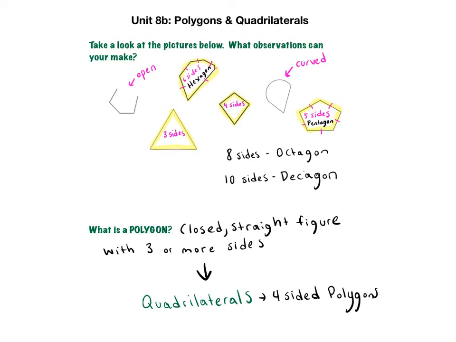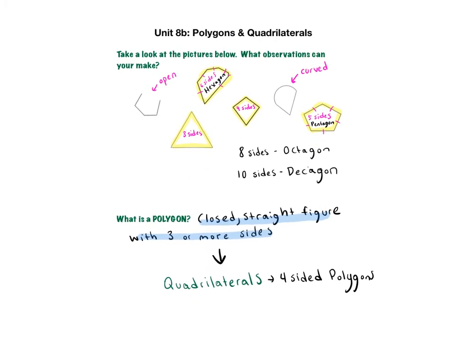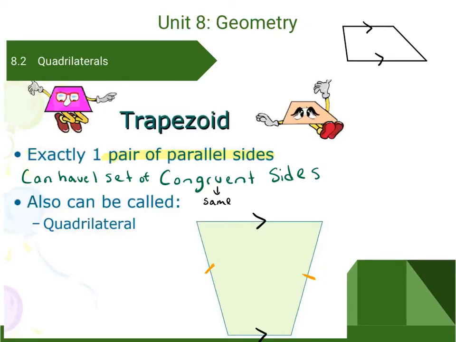I'm just going to review our notes overall, and then you guys can get started on your homework. If you remember, we talked about polygons, how polygons are closed straight figures with 3 or more sides. So all of these were polygons except for the open and the curved one. Then we're focusing on quadrilaterals. Remember, those are 4-sided polygons.